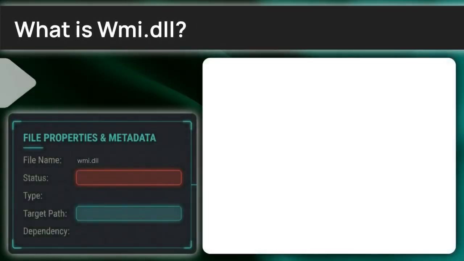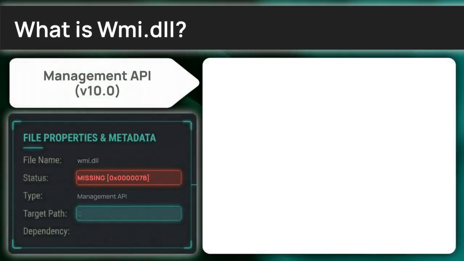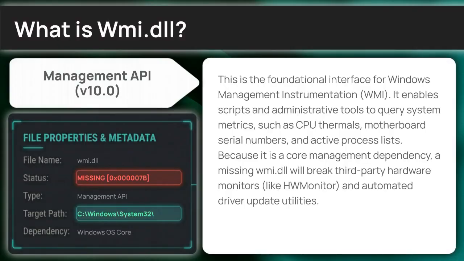This is the Windows Management Instrumentation. This is the foundational interface for Windows Management Instrumentation, WMI. It enables scripts and administrative tools to query system metrics such as CPU thermals, motherboard serial numbers, and active process lists. Because it is a core management dependency, a missing Wmi.dll will break third-party hardware monitors like HWMonitor and automated driver update utilities. Let's get to work.